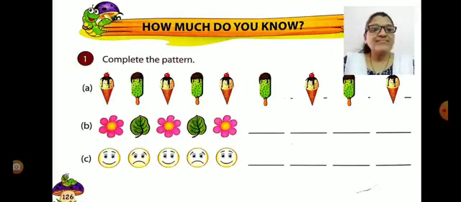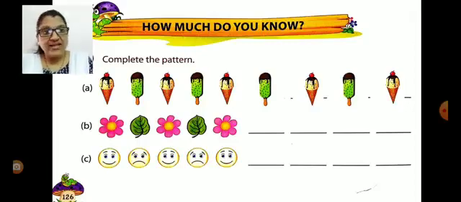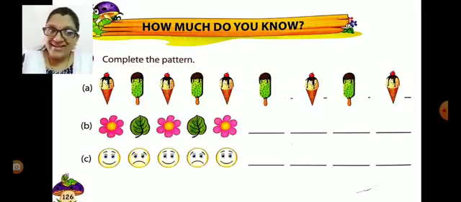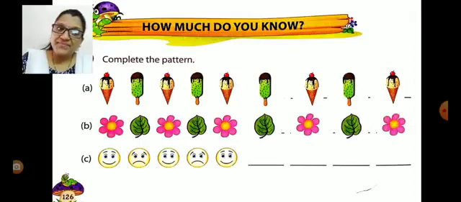Correct. Now, let us see the example B. Here what pattern do we see? Flower, leaf, flower, leaf, flower. So what will come next? Yes, leaf, then flower, then leaf and then flower. Correct. Now let us see example C.